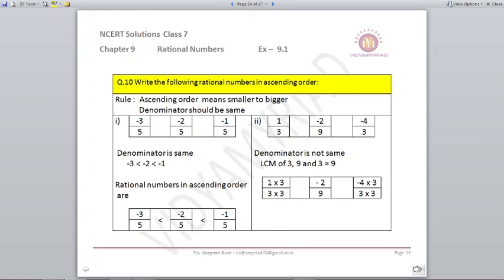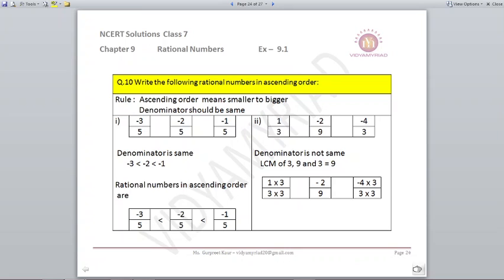Write the following rational numbers in ascending order. What is ascending order? Smaller to bigger and denominator should be same. So minus 3 upon 5, minus 2 upon 5, minus 1 upon 5. All the denominators are same. Minus 3, minus 2, minus 1.